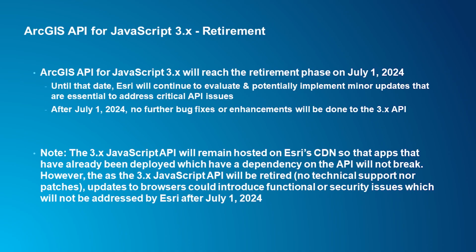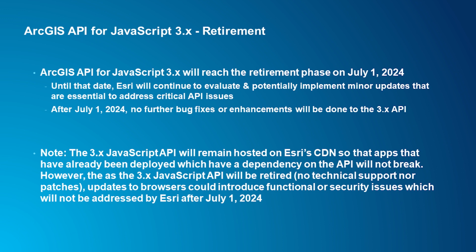So just with respect to the ArcGIS API for JavaScript 3.x, that'll be retired on July 1st, 2024. So when the API is retired, the nice thing about it is because the API will continue to be hosted on our content delivery network, all your apps that you develop should continue to work as expected.